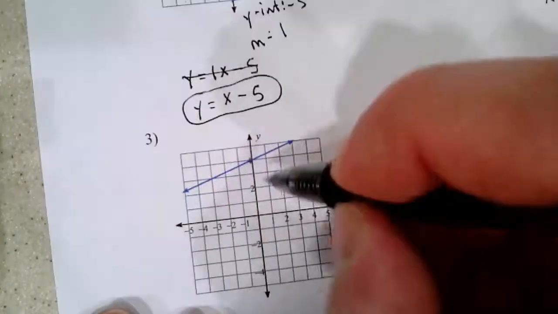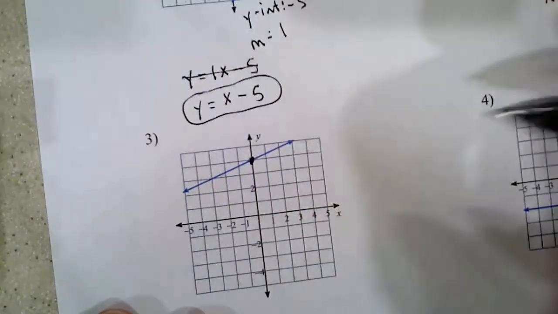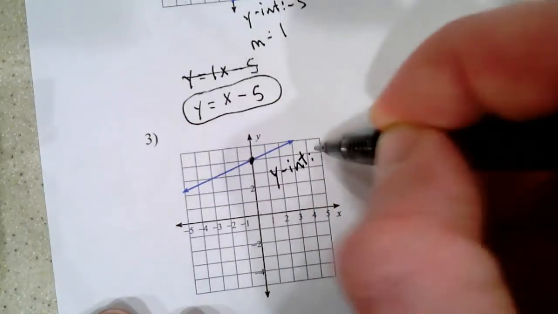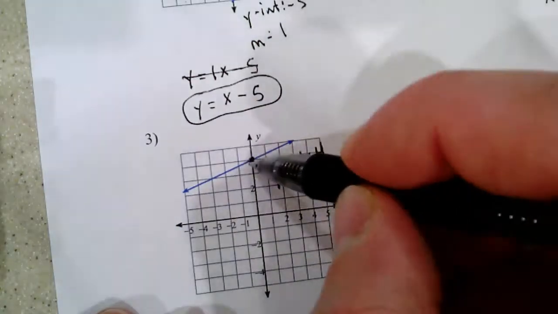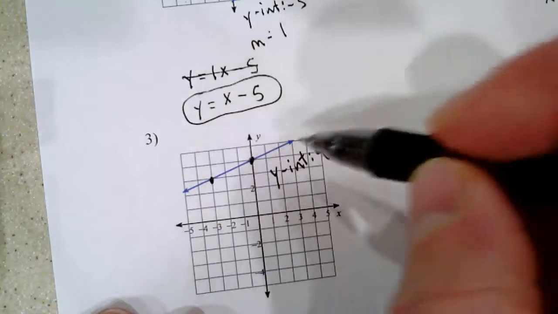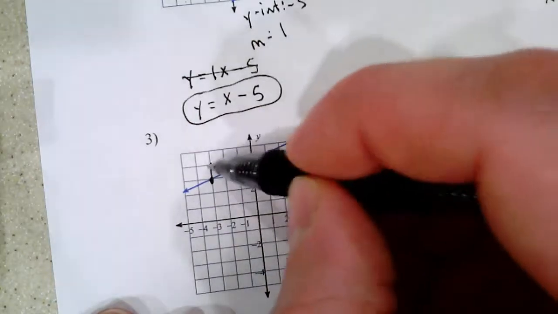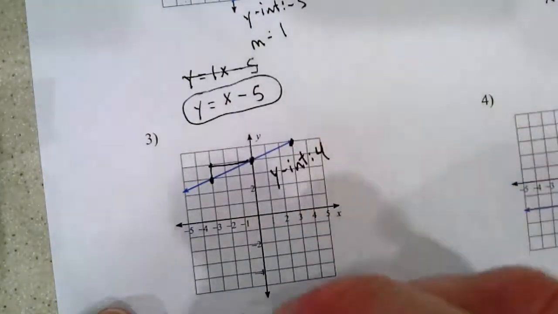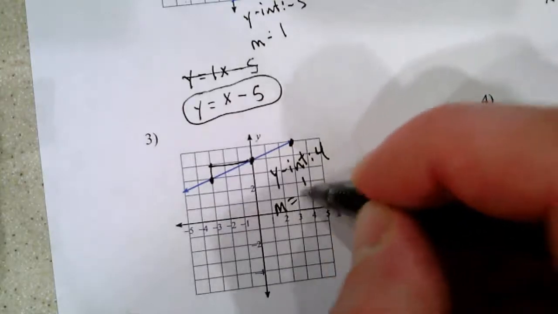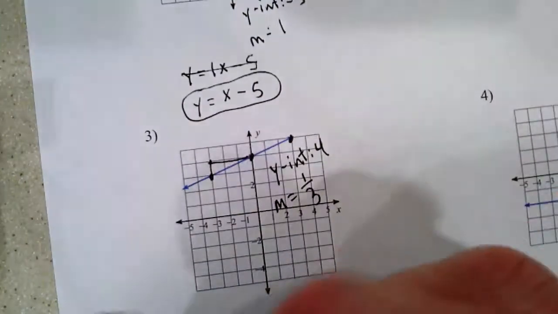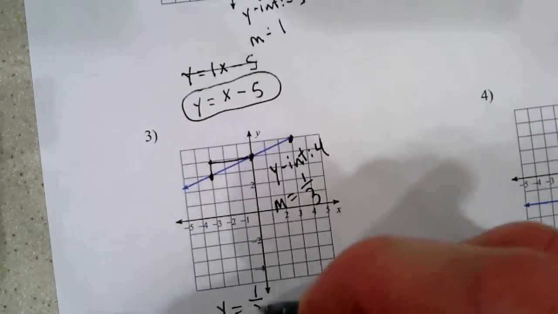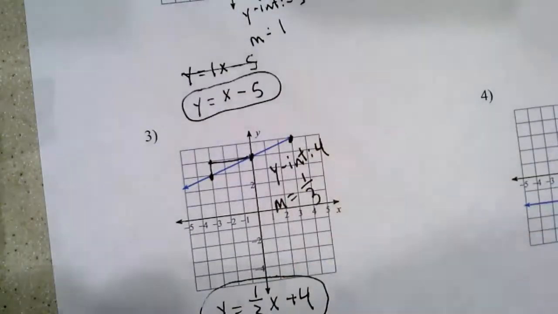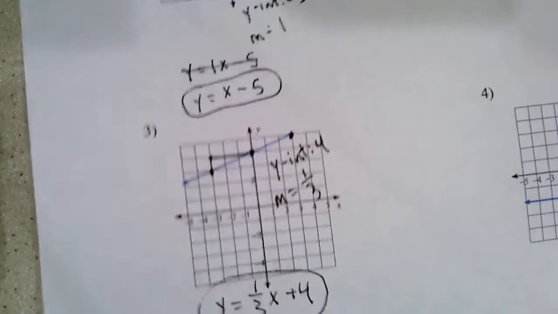Here, this is going to be a y equals mx plus b. We've got 1, 2, 3, 4. Our y-intercept is 4. And our slope, let's see, if I follow this down, it looks like it passes through this point right here and this point right here. So our change in y is 1. Our change in x is 3. So it looks like our slope is 1 over 3. So we have y equals 1 over 3x plus 4. And we're all set.